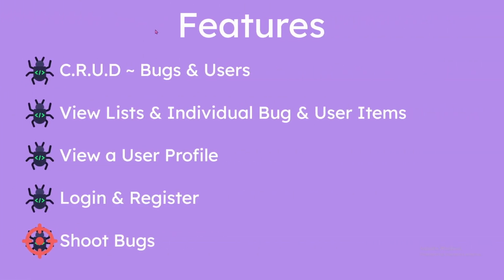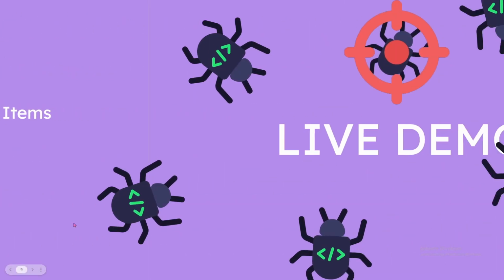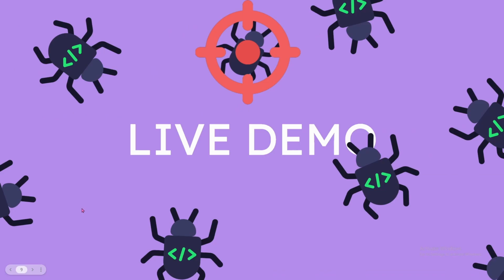So some features of my site are that it allows for the creation of bugs and users. You can read and view them, you can update them and delete them. You can view lists of individual bugs and user items. You can view a user profile that has all your information on it. A user can log in and register to save their accounts, and you can shoot bugs. And time for the live demo.